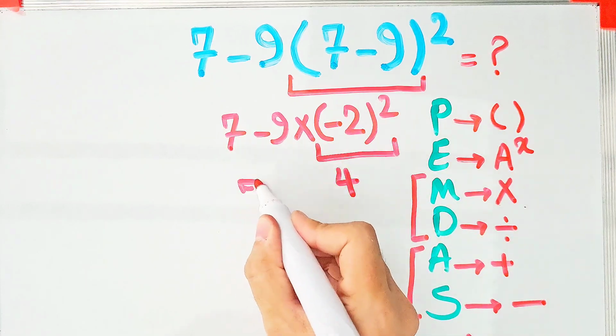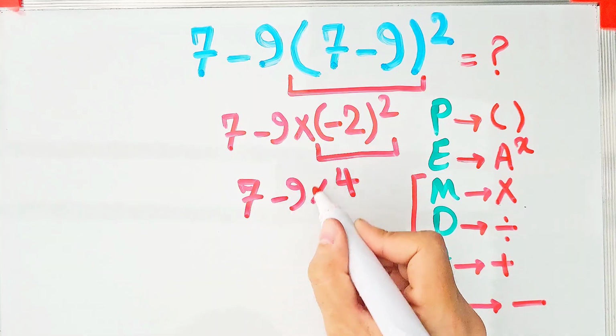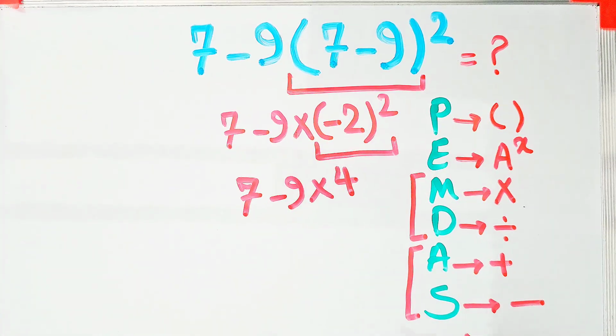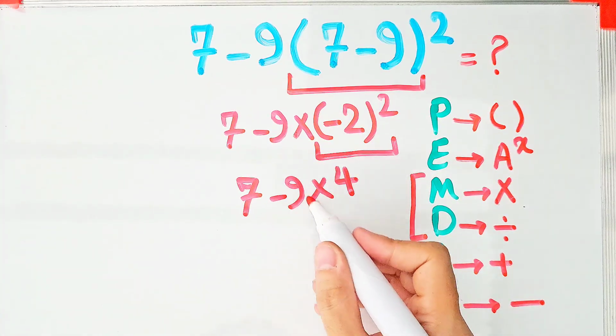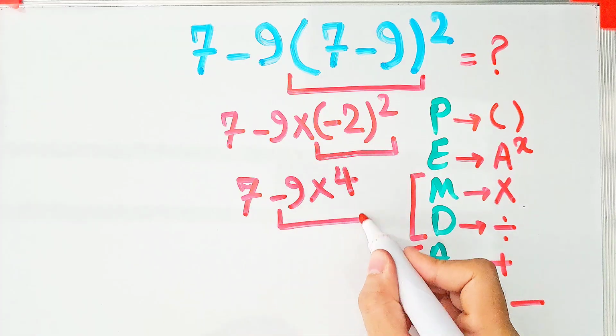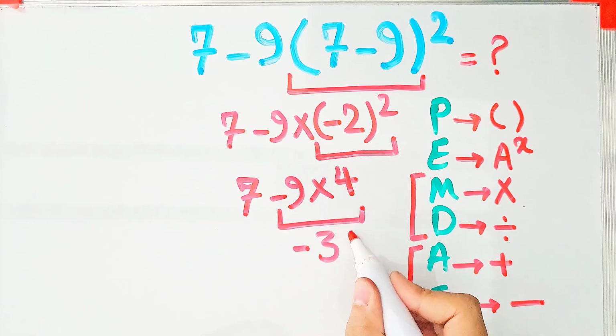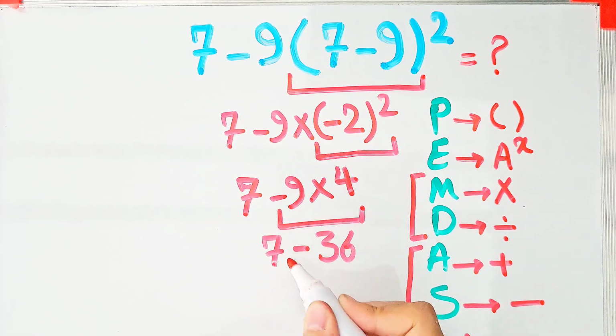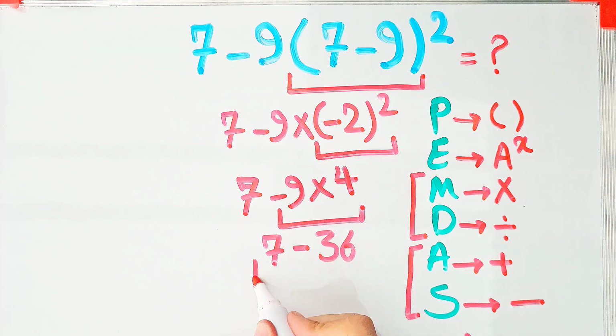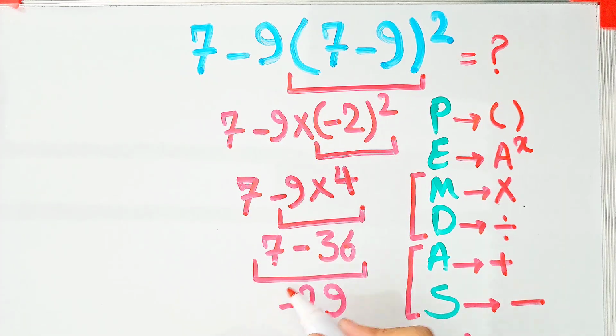We have 7 minus 9 then times 4. Because multiplication has higher priority than subtraction, first we do multiplication. Negative 9 times 4 equals negative 36, and 7 minus 36 equals negative 29, and we get the final answer of this question. Final answer is negative 29.